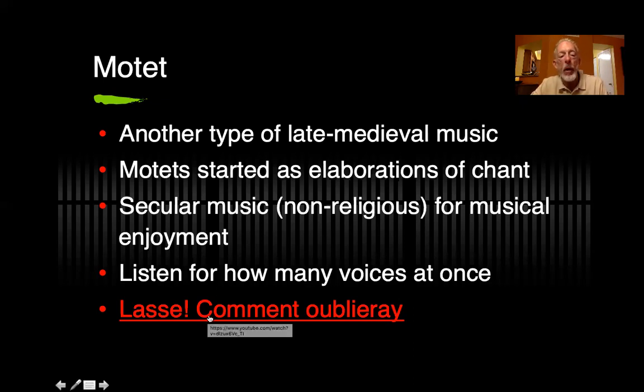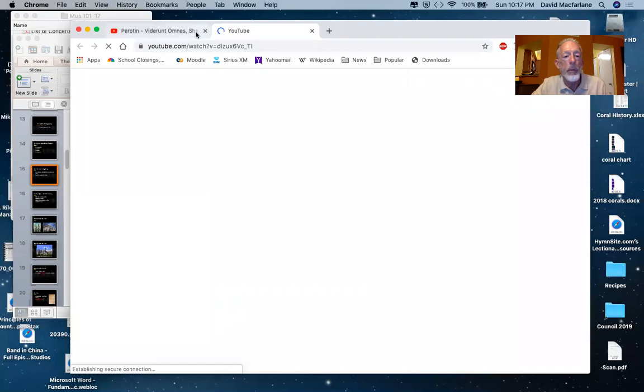Here's an example from Machaut called Las Comment oublierais. And we've got three different parts going on at the same time.